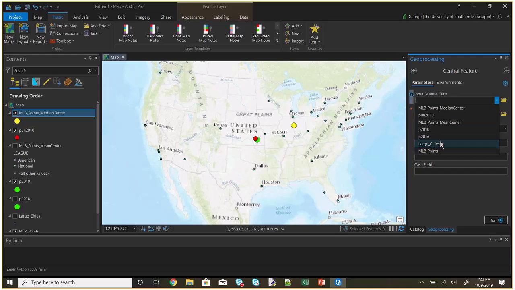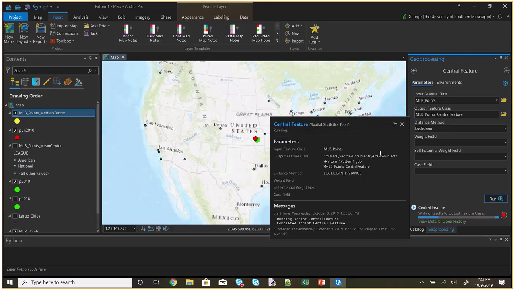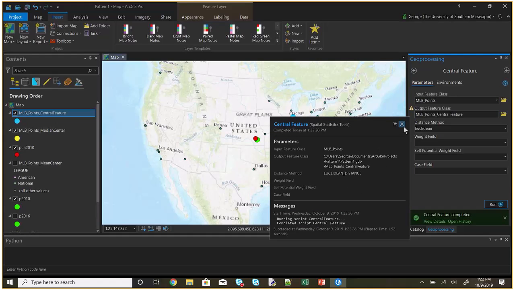Exactly. It's Euclidean distance. So the only one that has to actually be a feature is central feature. So it's actually one of your points. That'll be one of our points. Okay, so it'll probably pick one of the Chicago teams. Let's see. Central feature. Okay.